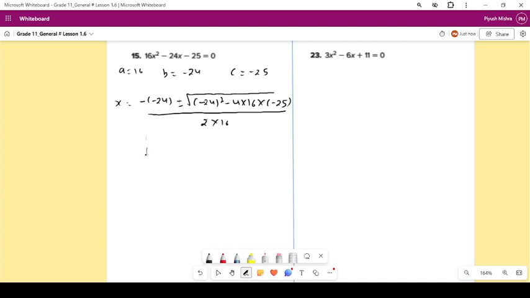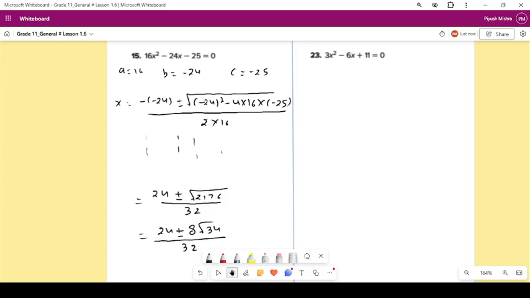When you solve it further, I am not doing it now. You can use the calculator. I am writing the second last step. It should come to 24 plus minus square root of 2176 by 32. Further solve it. So 24 plus minus, it will give you 8 root 34 by 32.